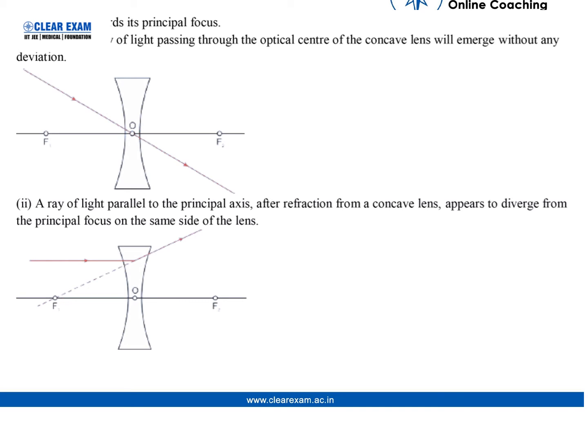So when the ray passes through the optical center, no deviation will be there and the ray will pass out straight away. And in the second, when the light is parallel to the principal axis, when it passes through the concave lens, refraction will be there, and after refraction by the concave lens, it will diverge like this. So in both the cases, the figures that we found will be something like these two.